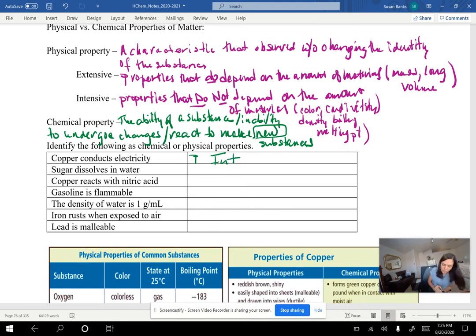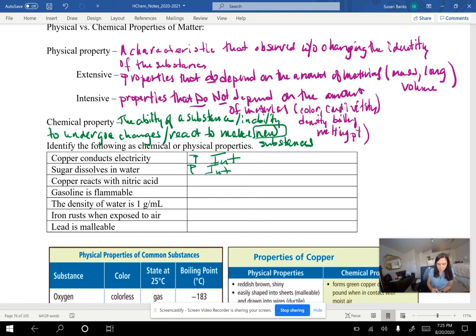Sugar dissolving in water. Does the sugar actually react with water when it dissolves? No, it doesn't. It still stays sugar. So that is a physical property, and that also is an intensive property. It doesn't matter how much sugar I have, it's going to dissolve in the water up to a point.